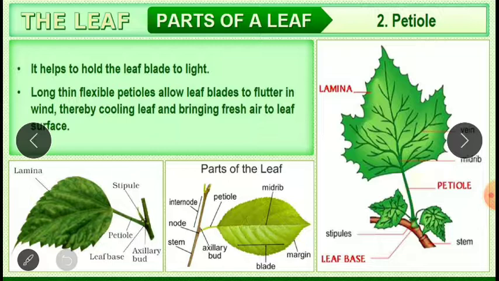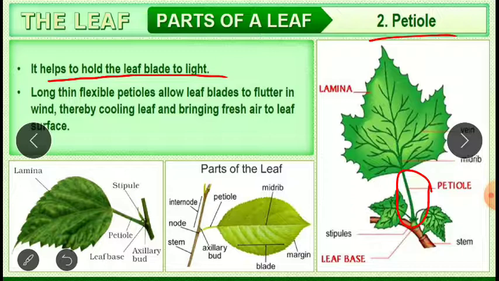Coming to the second part, that is going to be the petiole. Petiole is that which is helping the leaf to hold. That is, it helps to hold the leaf blade to light. It can be called the stalk of the leaf. So petiole is holding the leaf blade, that is the lamina, to light.